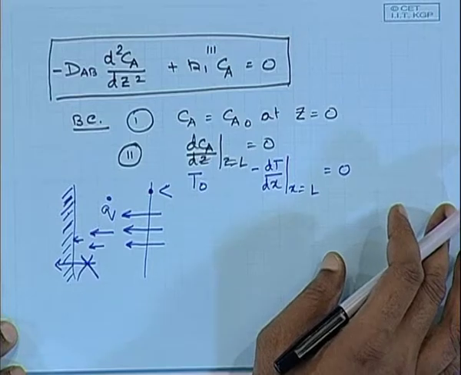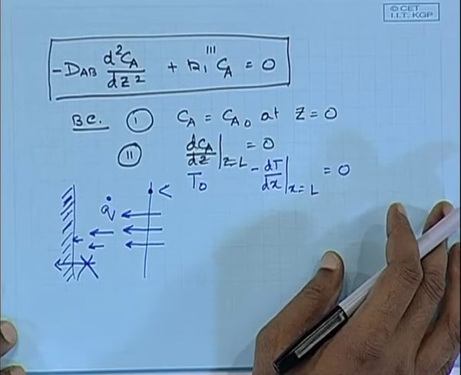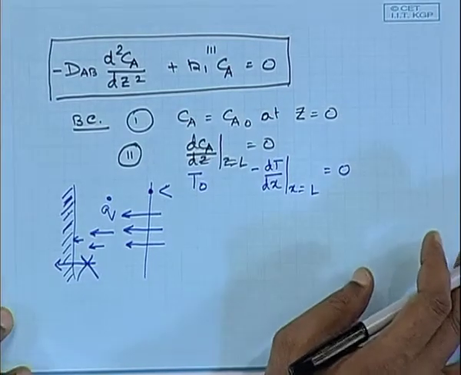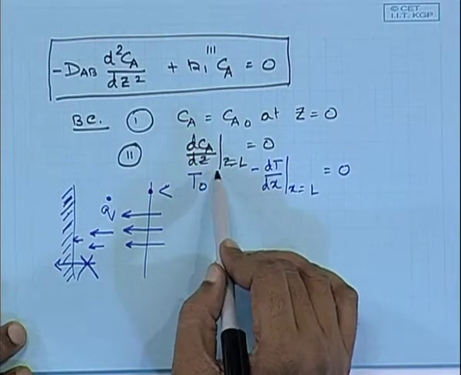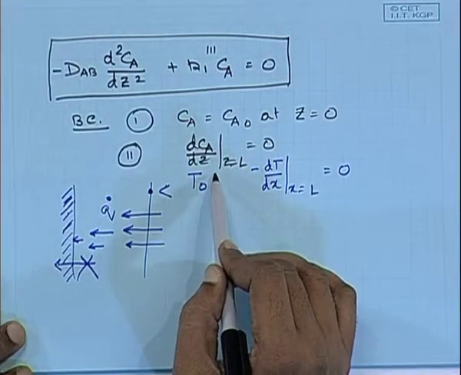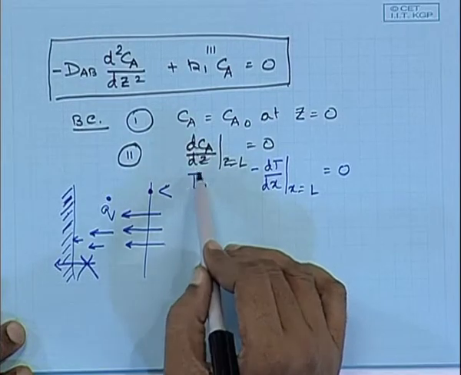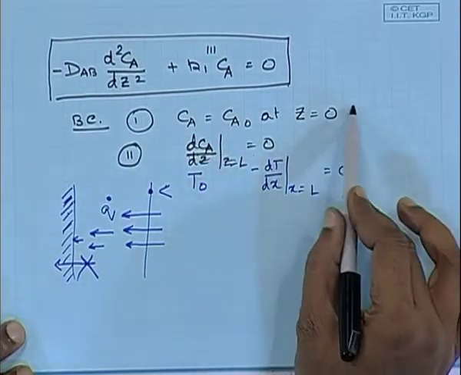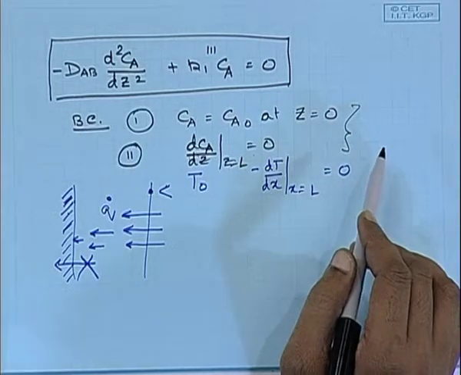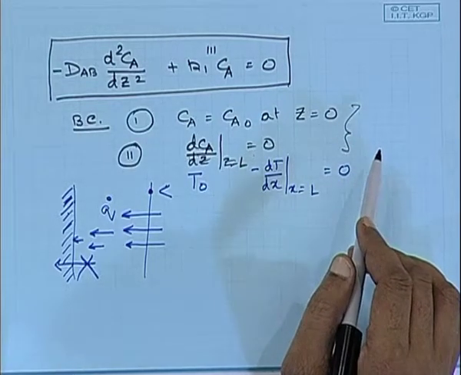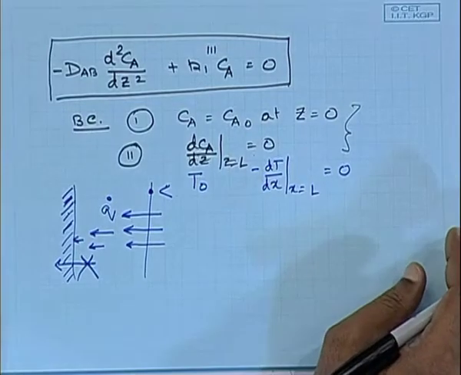If there is some surface at which the A molecules cannot penetrate, then the flux at that location would be equal to 0, the mass flux at that location would be 0, and we already know that the mass flux can be given by this one. So, these are the two boundary conditions which one can use for this specific problem. So, it's not hit and come back.